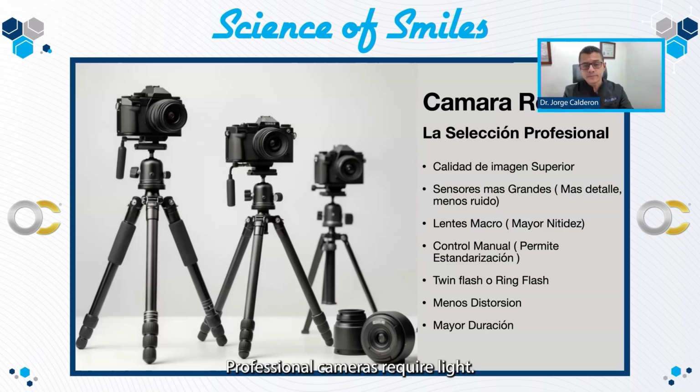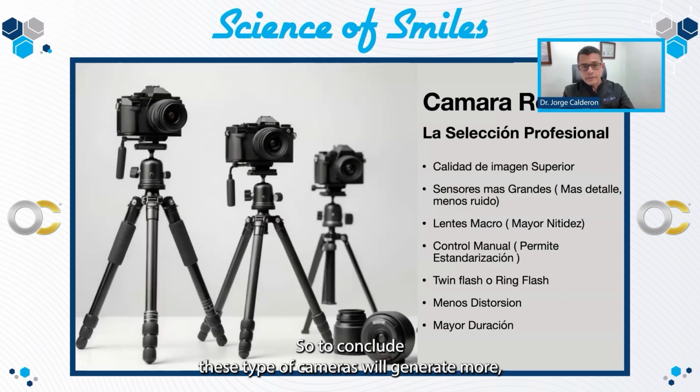Professional cameras require light. Remember, we talked about drawing with light. So for dental photography, we can use two options, twin flash or ring flash. Now, we are going to talk specifically about them.